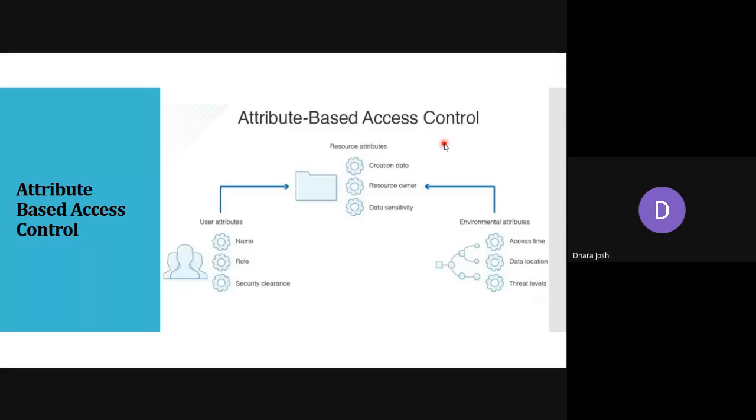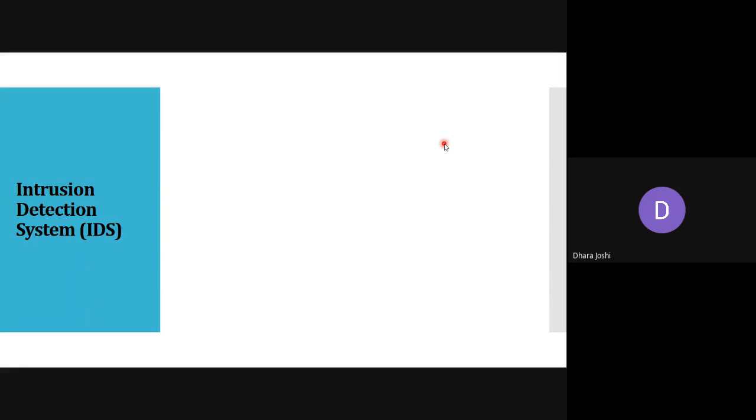Till this we have completed, and we have started what is intrusion detection system. So if you remember, intrusion detection system means here is an intruder, then intrusion, and IDS. IDS means intrusion detection system.